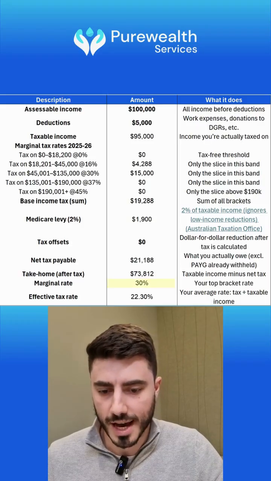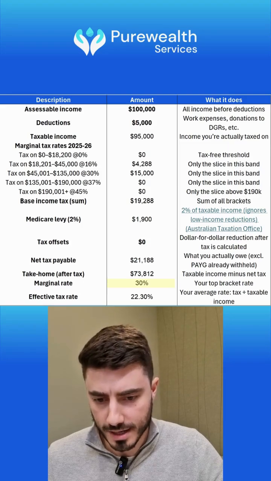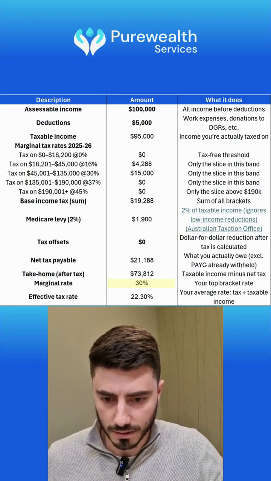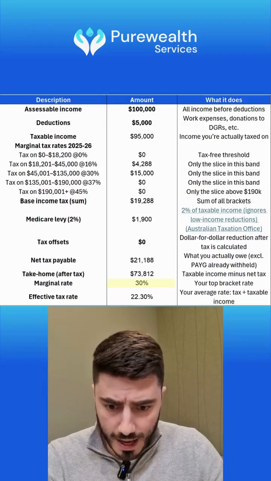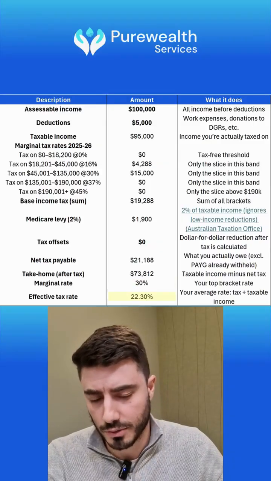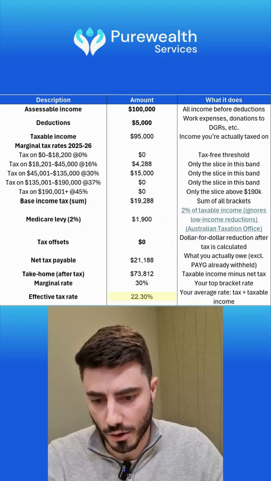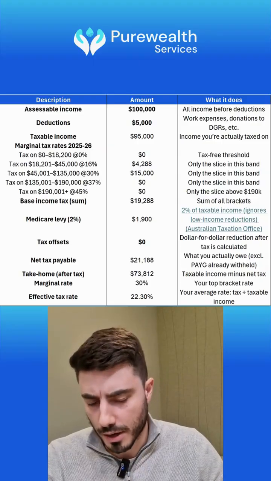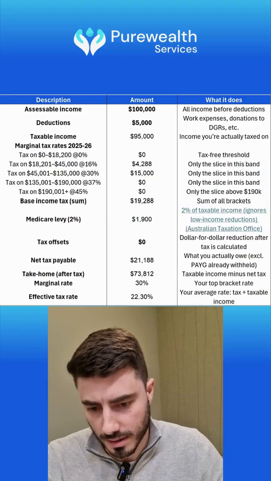So as far as what tax bracket they're in, that's the 30% bracket, because they didn't exceed that $135,000 in taxable income amount, and the effective tax rate is actually 22.3% if you divide the net tax payable by the take-home after-tax pay. So an example as well that I get questioned on a lot too.